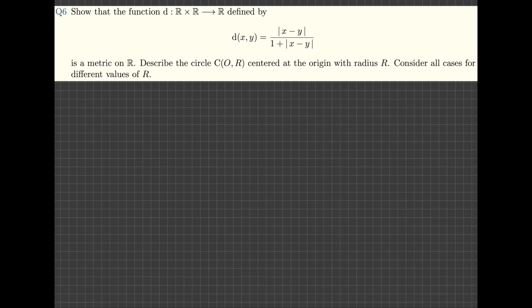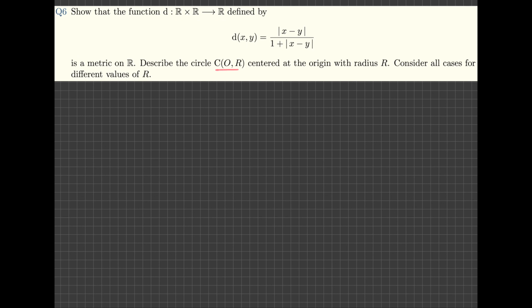Show that the function d defined on the Cartesian product R by R to R, defined by d(x, y) equals the absolute value of x minus y over 1 plus the absolute value of x minus y, is a metric on R. Describe the circle centered at the origin with radius r. Consider all cases for different values of r.